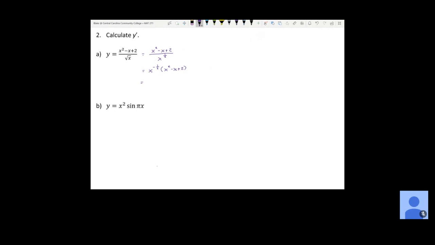So if we do that now, x to the negative half times x squared, we would add those exponents. It's going to give us x to the 3/2 power minus x to the negative 1/2 times x to the first power. Again, add those exponents. That's going to give us x to the positive 1/2 plus, and then now 2 times x to the negative 1/2 is just 2x to the negative 1/2. Now that we have that, now what can we do to calculate that derivative?